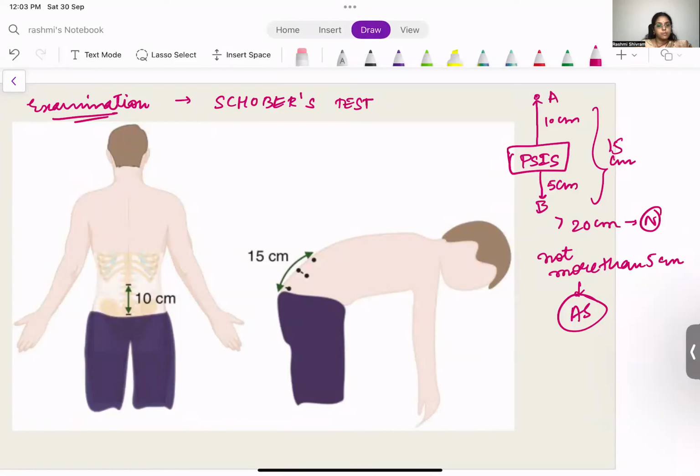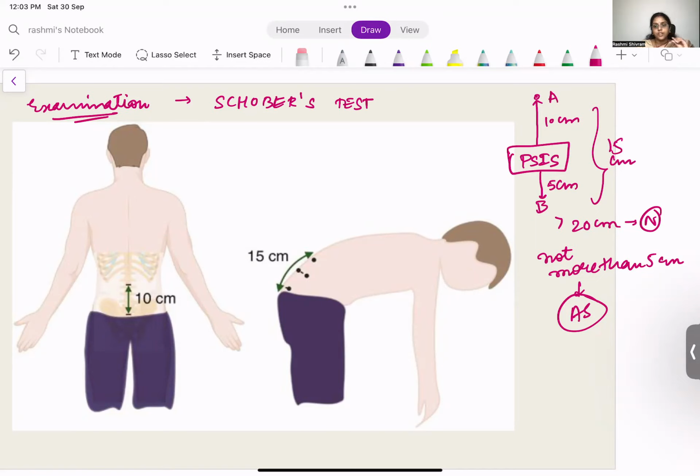So this is very, very important. There are some more tests, like checking the head tilt and the chin deviation. All these are also there. But this test you must remember, as it is very clinically significant. This is called Schober's test.